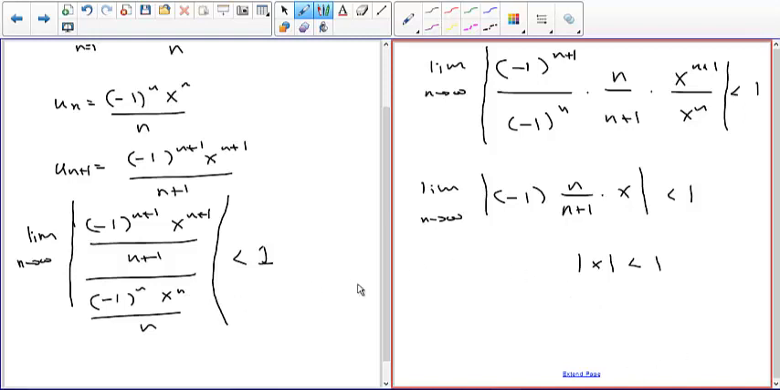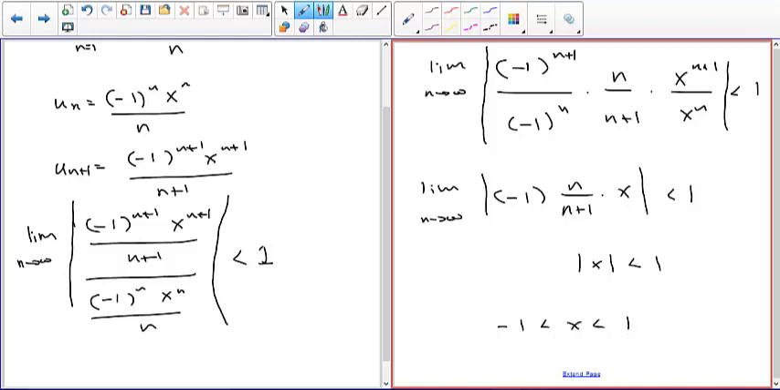So there you go. -1 to the n plus 1 over -1 to the n is just -1 to the first power. These don't get simplified. And x to the n plus 1 over x to the n is x to the first power. This goes to 1 as n goes to infinity. This gets dropped because it's an absolute value. So you just end up with the absolute value of x has to be less than 1, or the value of x has to be between -1 and +1.